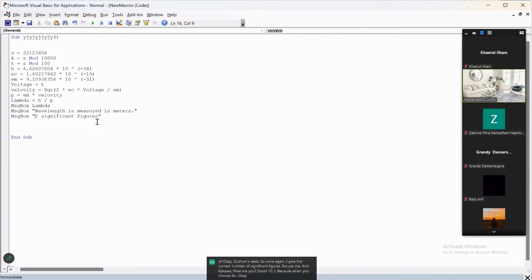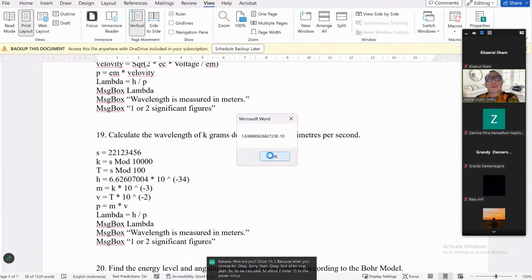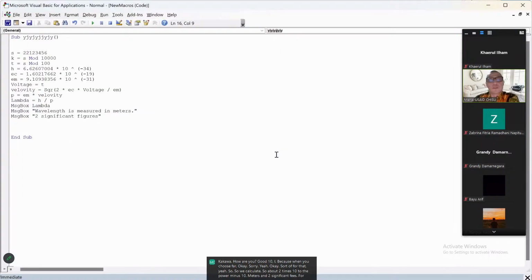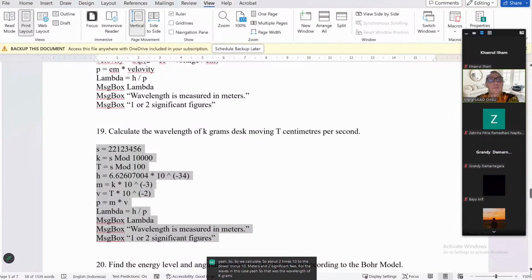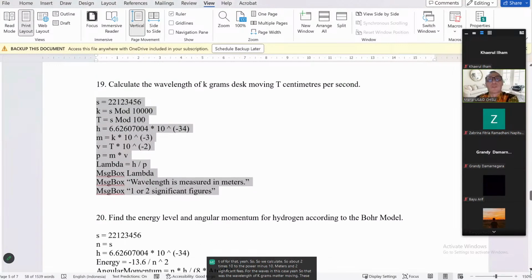Sorry for that. Yeah. So we calculate. About 2 times 10 to the power of minus 10 meters, and two significant figures for the waves in this case. Yeah. So that was the wavelength of k grams of matter moving t centimeters per second.